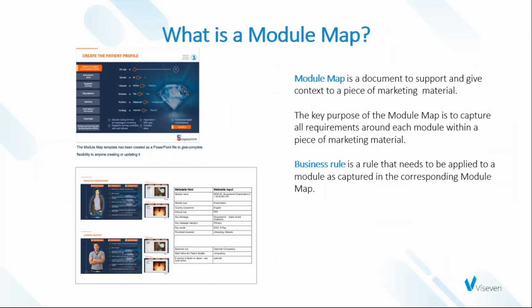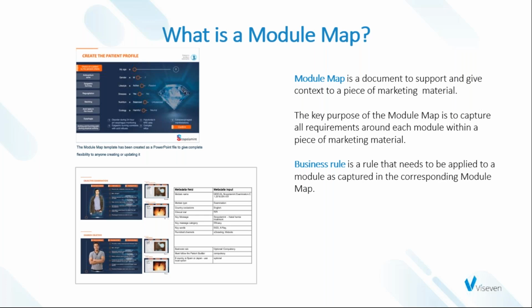Here you can also see a module map. The key purpose of the module map is to capture all requirements around each module within a piece of marketing material, such as the module name, the metadata, the business rules, visual regional options, and textual regional options.